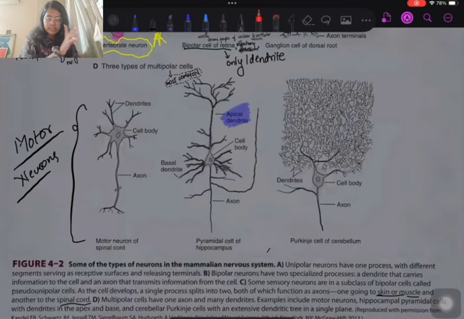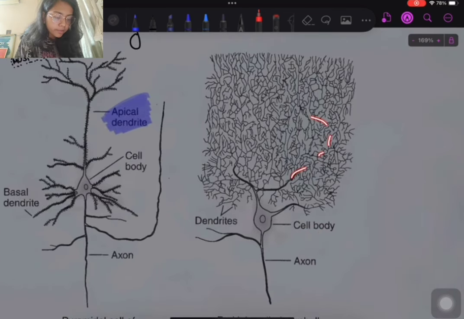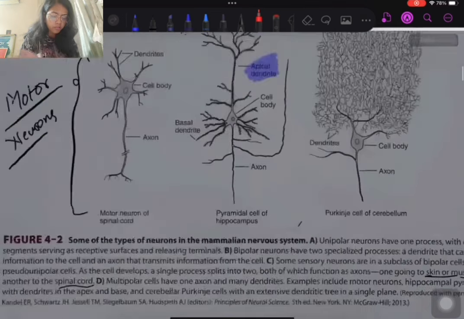Now a question can come: apical dendrite is the characteristic of which cell? It has been asked, not previously, but in some modules. Okay, so it is in the pyramidal cell of hippocampus. Apical dendrite is the characteristic of which cell? It is the characteristic of the pyramidal cell of hippocampus. And the Purkinje cell of cerebellum, you can see its branches.